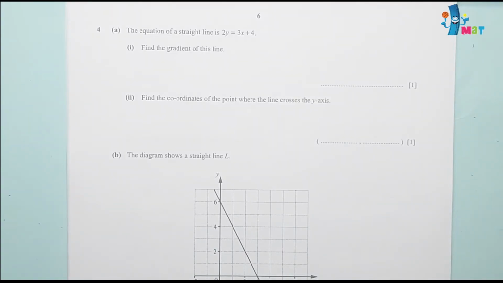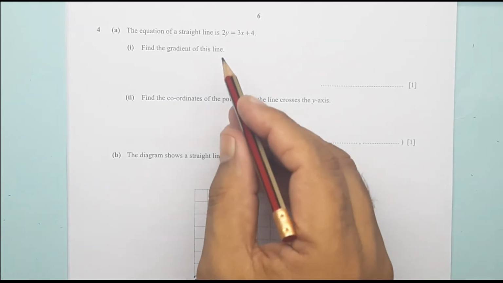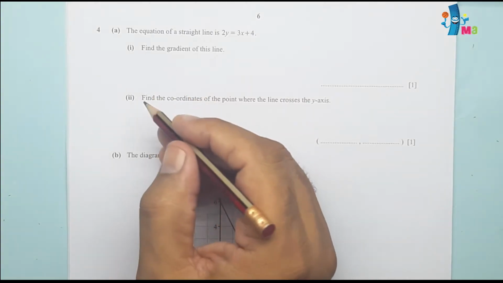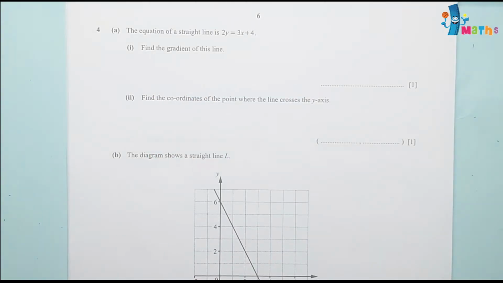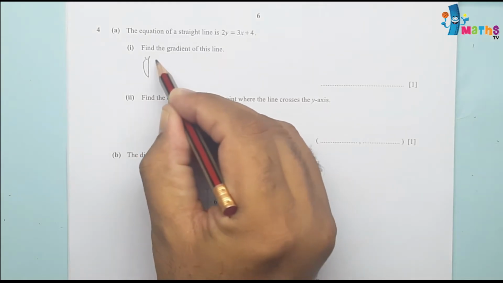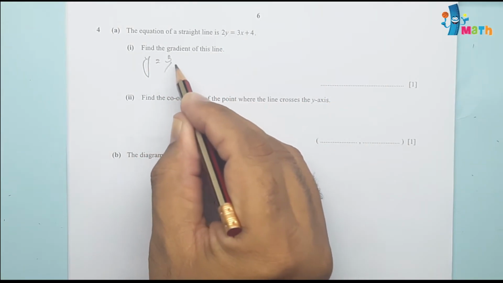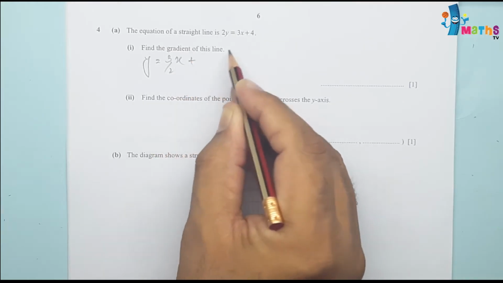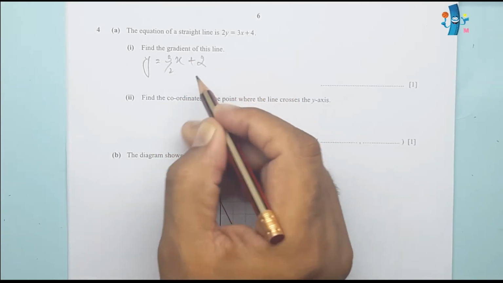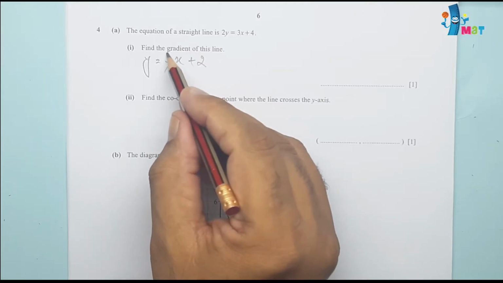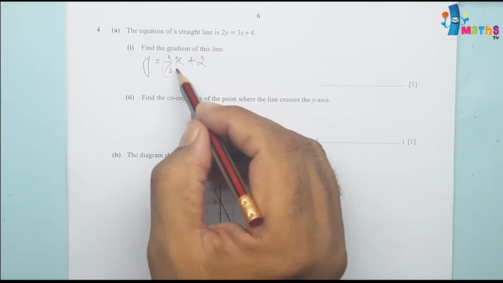The equation of a straight line is 2y = 3x + 4. Find the gradient of this line. We just have to rearrange the equation into the form y = mx + c. So y will be equal to, dividing everything by 2, 3/2 x + 4/2, which is 2. So this will be the equation, and we know this is the gradient and this is the y-intercept.